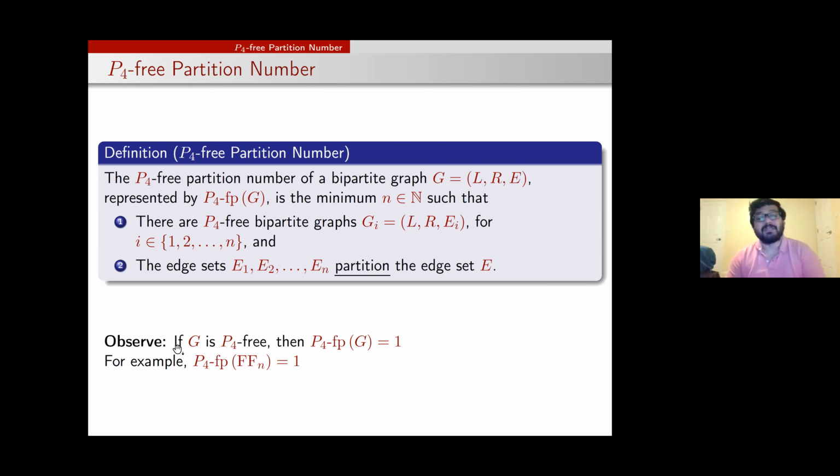I want you to observe that if the graph G itself is P4-free, then its partition number is 1, because you need only one graph to account for all the edges. So for example, forward or flip all distribution has partition number 1. Any questions about this definition?